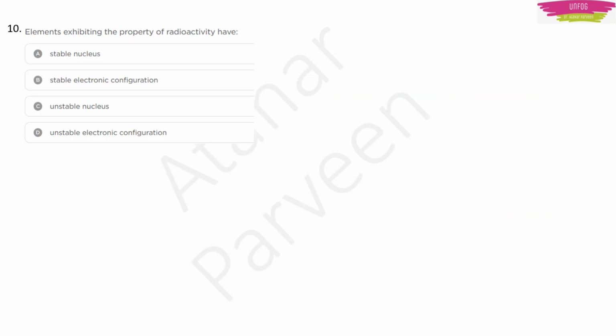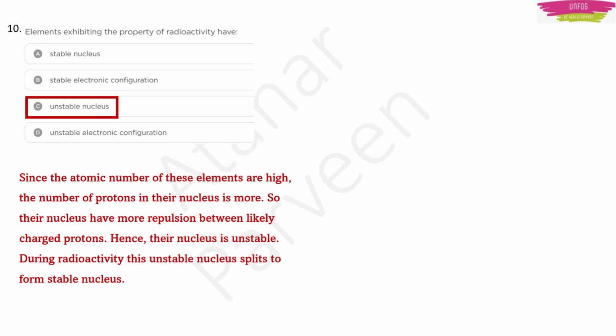The question is, elements exhibiting the property of radioactivity have, of course, an unstable nucleus. That's what we told, right? Since the atomic number of these elements is high. First of all, that we should remember: radioactivity is exhibited only by elements that have a high atomic number. The number of protons will be more in the nucleus, or sometimes the number of neutrons will be more in the nucleus. So their nucleus will have more repulsion between like-charged protons, or it can happen with neutrons also.